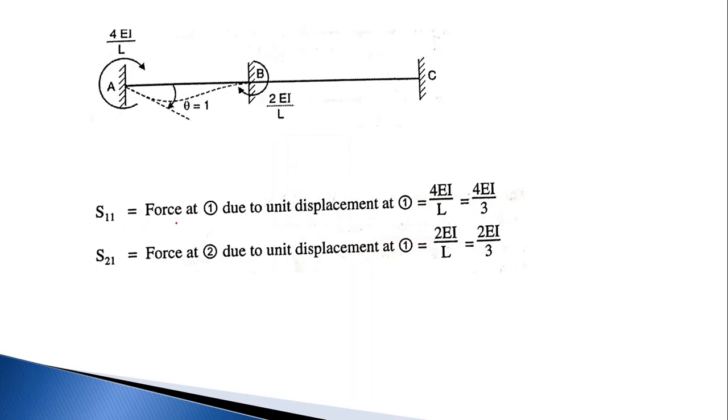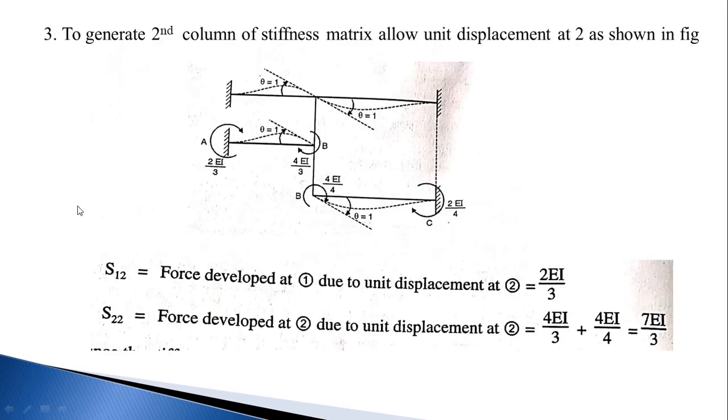So S11 is equal to force at 1 due to displacement at 1. So the direction of the moment is clockwise and the rotation is also clockwise, that is positive 4 EI by L, and that L becomes 3. Then S21, that is force at 2. See here, this is the second coordinate. So force at 2 due to unit displacement at 1 is 2 EI by L, that is 2 EI upon 3. This is the first column of the matrix.